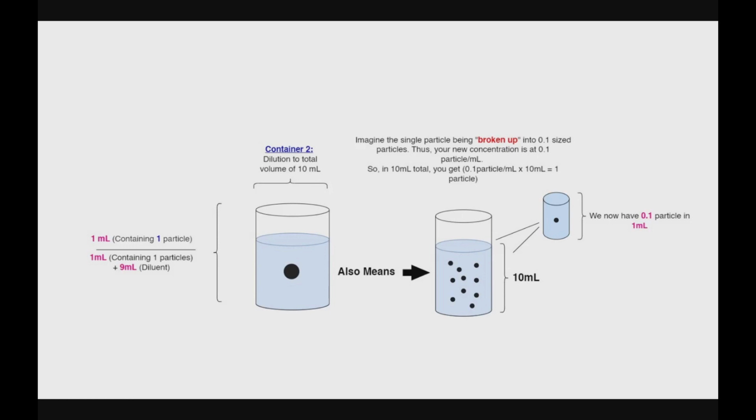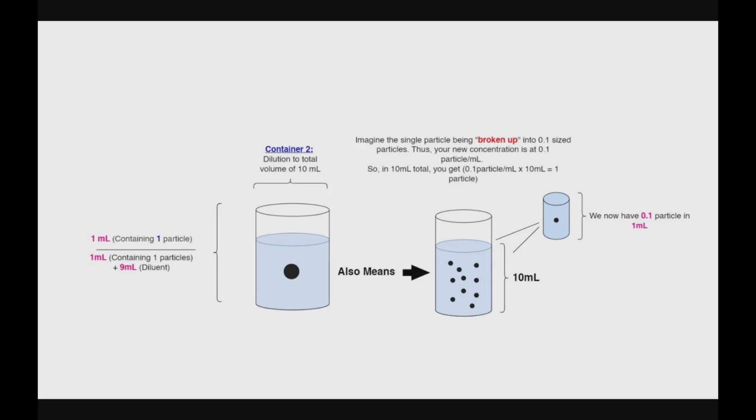So in other words, if we were to take out 1 milliliter of this new dilution, instead of having 1 particle per milliliter like we did in container 1, we would now have 0.1 particles per milliliter. So we just made our dilution. We went from 1 particle per milliliter to 0.1 particles per milliliter.